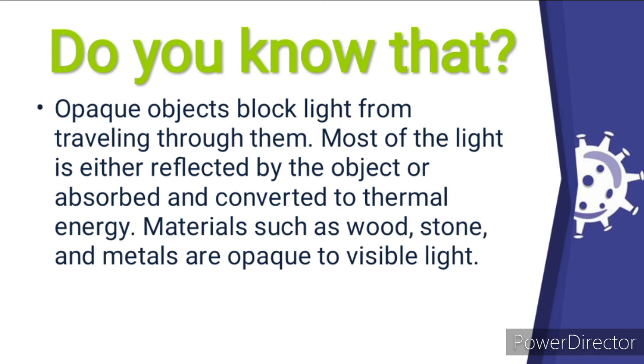Do you know that opaque objects block light from traveling through them? Most of the light is either reflected by the object or absorbed and converted to thermal energy. Materials such as wood, stones, and metals are opaque to visible light. Yes, they are opaque to visible light.